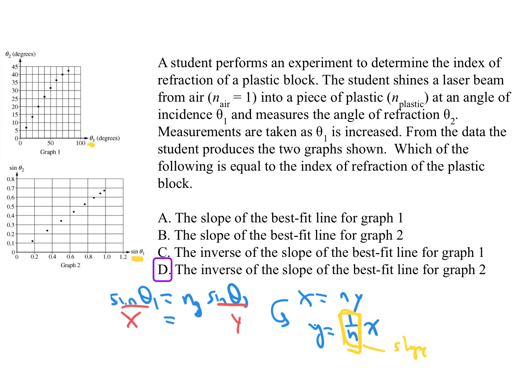Why in terms of sines instead of theta? Because we want it to be linear. We always want to try and get our graphs to be linear. They're so much easier to analyze.